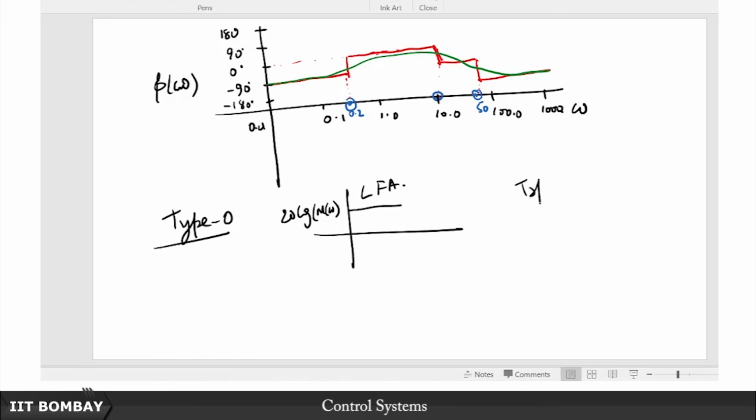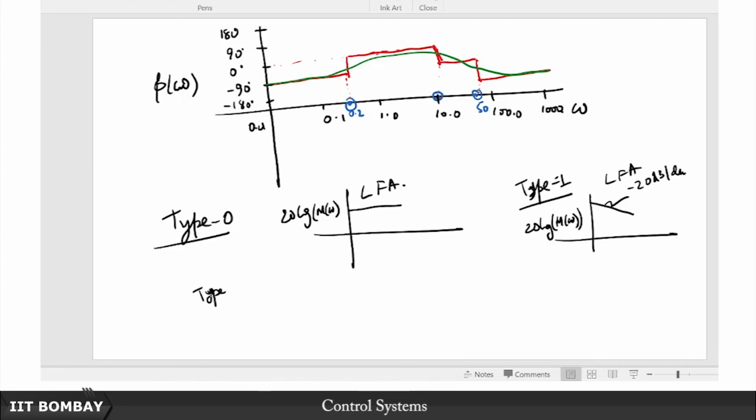If you have a type 1, then you will see that the same low frequency asymptote of the magnitude function goes down with a slope of minus 20 dB per decade. So that is going to be the low frequency asymptote. If you have a type 2, and you can similarly keep increasing the type, it's really not going to make much of a difference.